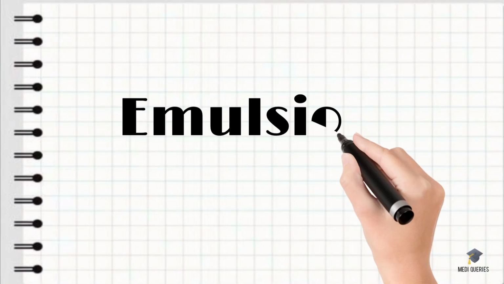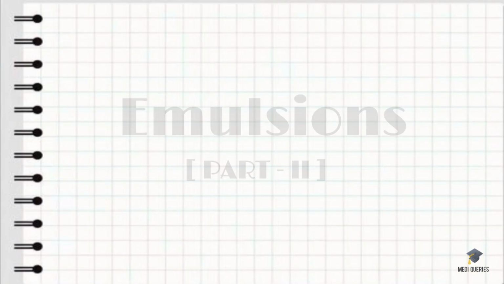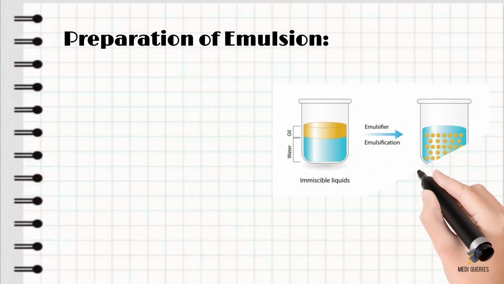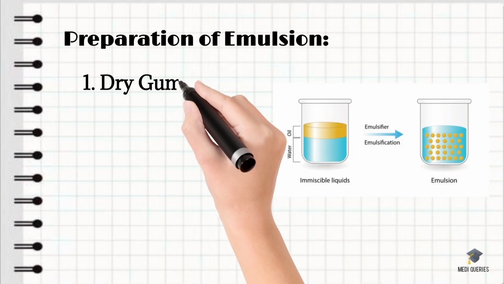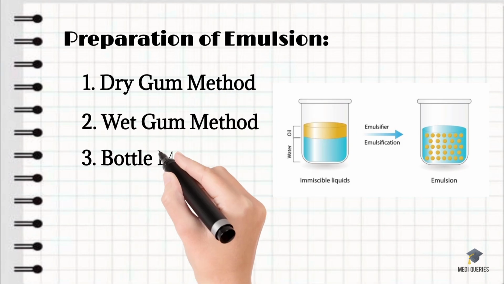Today we are going to learn about the preparation of emulsions. There are many methods available for the preparation of emulsions on a small scale. They are the dry gum method, wet gum method, bottle method, and some other methods.